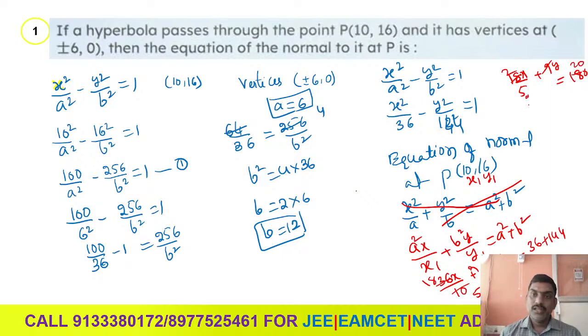Then 2x divided by 5 plus y is equal to 20. Then finally we are getting 2x plus 5y is equal to 100. This is the equation of the normal, right?